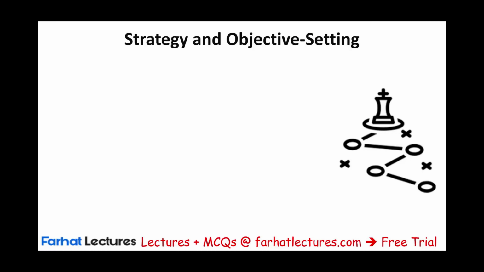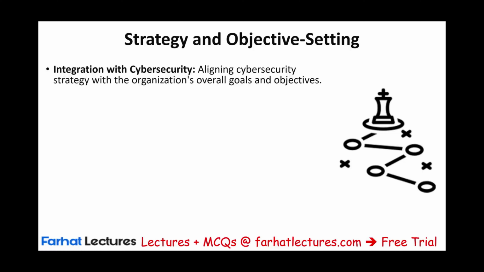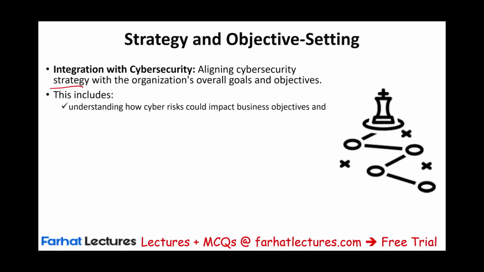The second component is strategy and objective setting. How do we integrate this with cybersecurity? Aligning cybersecurity strategy with the organization's overall goals and objectives. How? Well, this might include understanding how cybersecurity risk could impact business objectives. Because we have a business objective. What's the main business objective? To make a profit. Well, how does cyber risk influence or affect our business objective, which is making a profit?